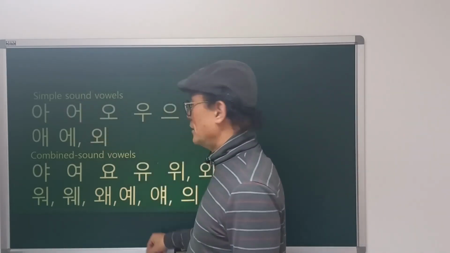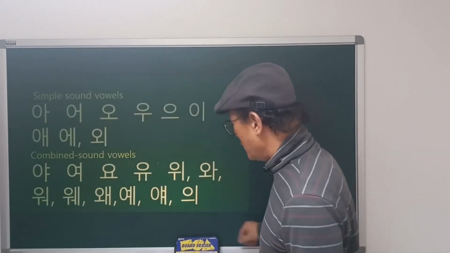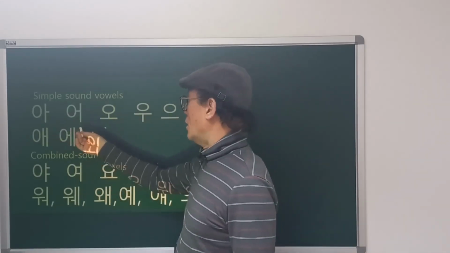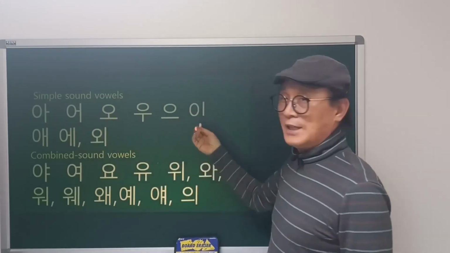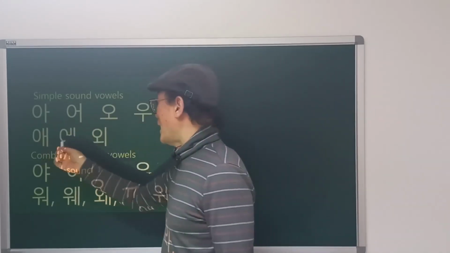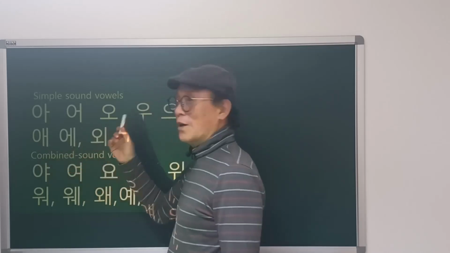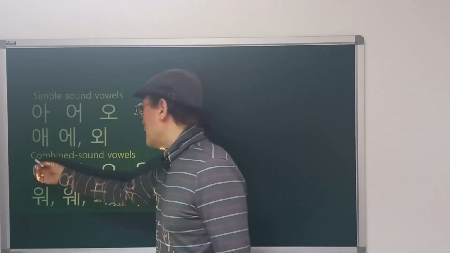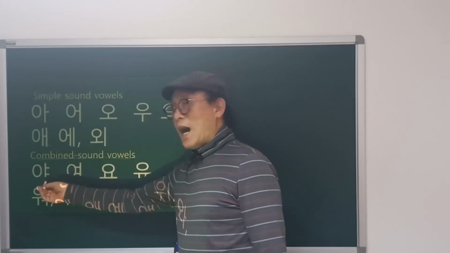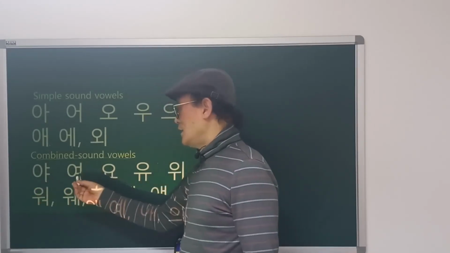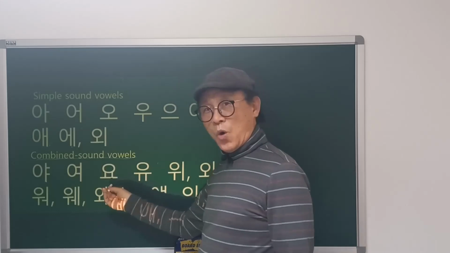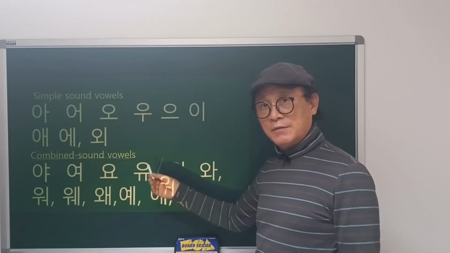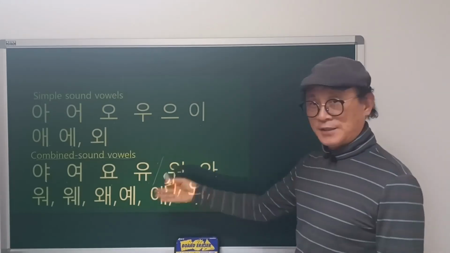Simple sound vowels are the basic vowels. Remember? In lesson 1, you learned these basic vowels like a, o, u, e. And then e, and this one, we. Single sound vowels. Combined sound vowels. Ya, yeo, yo, yu. These four belong to the basic vowels, and these are combined vowels.